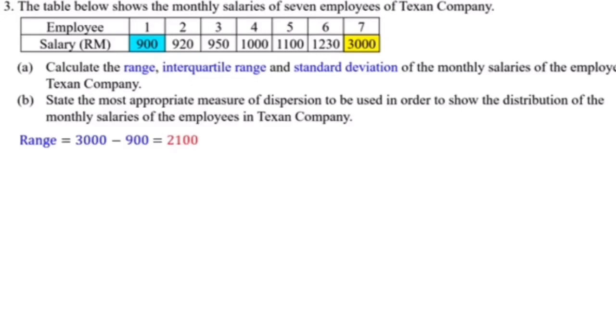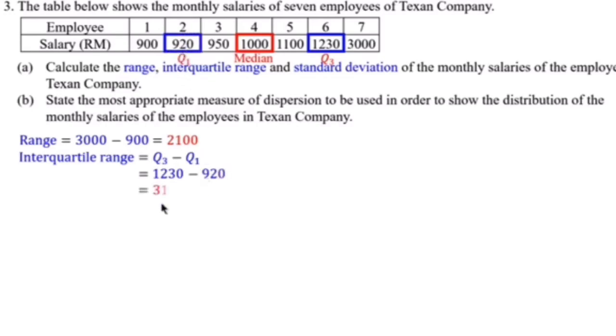Interquartile range is Q3 minus Q1. So the median happens at 1000. Then we will choose the third quartile, which is 1230, minus the first quartile, which is 920. Okay, at the middle, 920. So then the answer is 310. Okay, that is the interquartile range, followed by standard deviation.